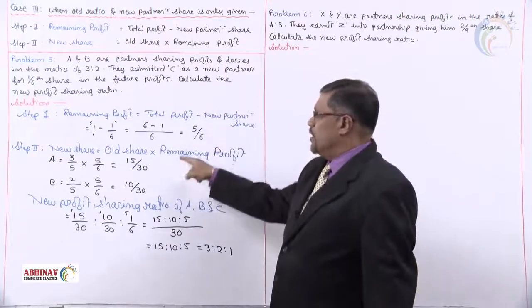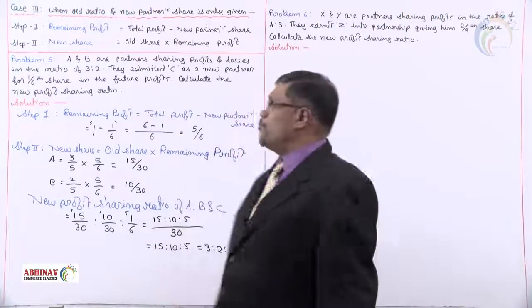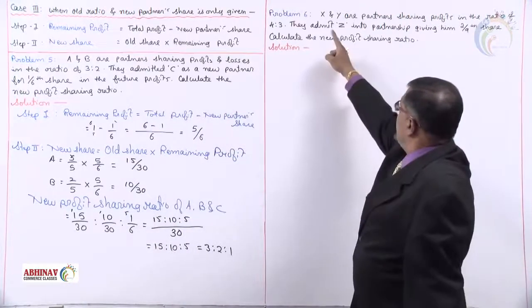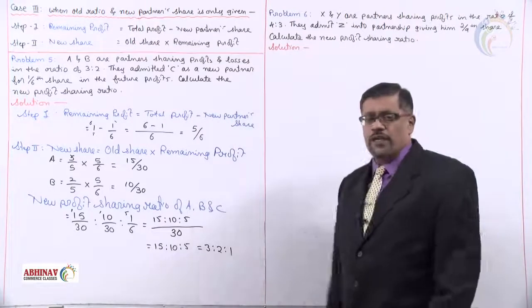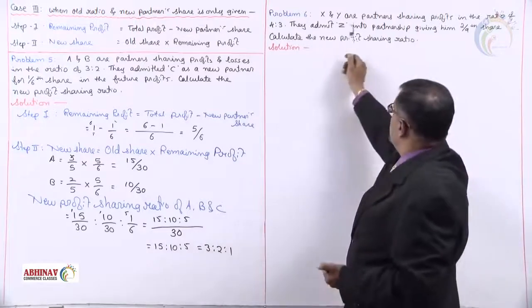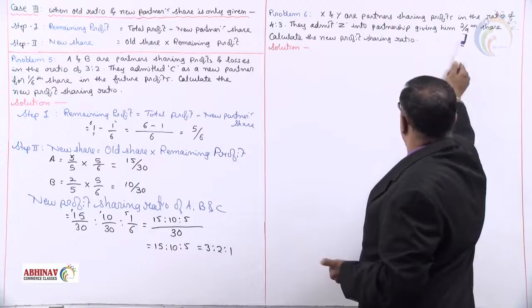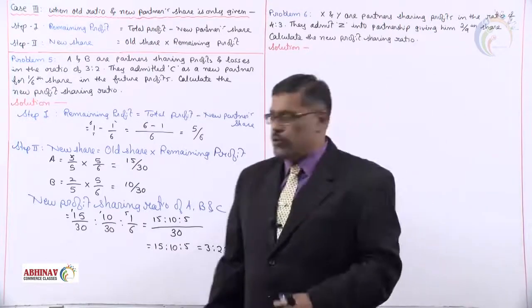So, very simple, 2 steps. Let us take up one more problem, that is problem 6. X and Y are partners sharing profits in the ratio of 4 is to 3. The old ratio is given, 4 is to 3. They admit Z into partnership, giving him 2 upon 9th share. We need to calculate the new ratio.